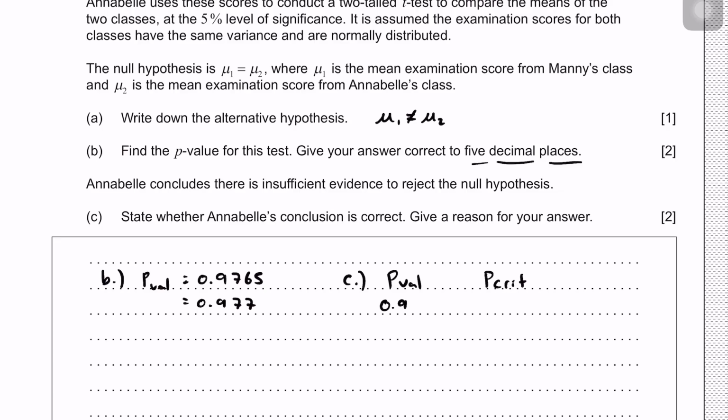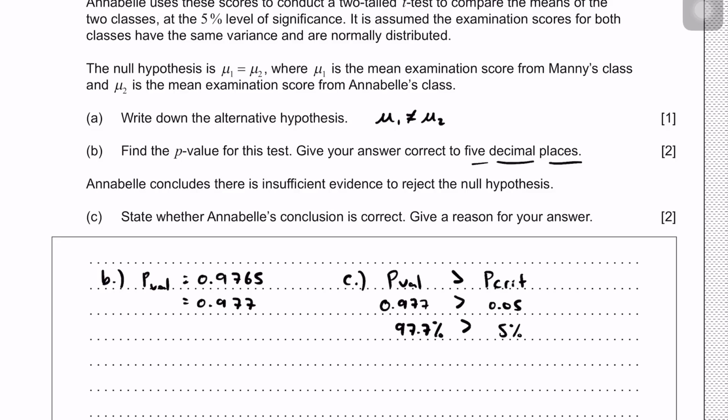So 0.977, and as a percentage, this is 97.7%. Here our significance level is just given as 5%, and I guess we could wind this back if we wanted. So what are we saying? P-value is higher than p-crit. That means we're going to see these kind of results 97.7% of the time. This is the probability we're going to see these results.